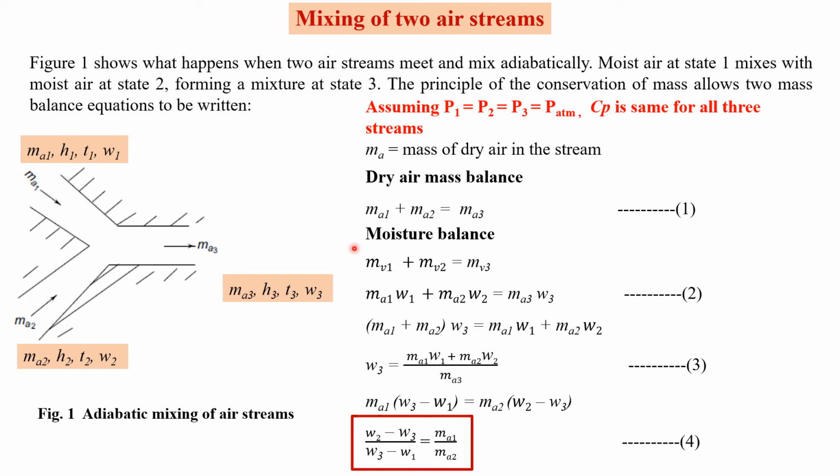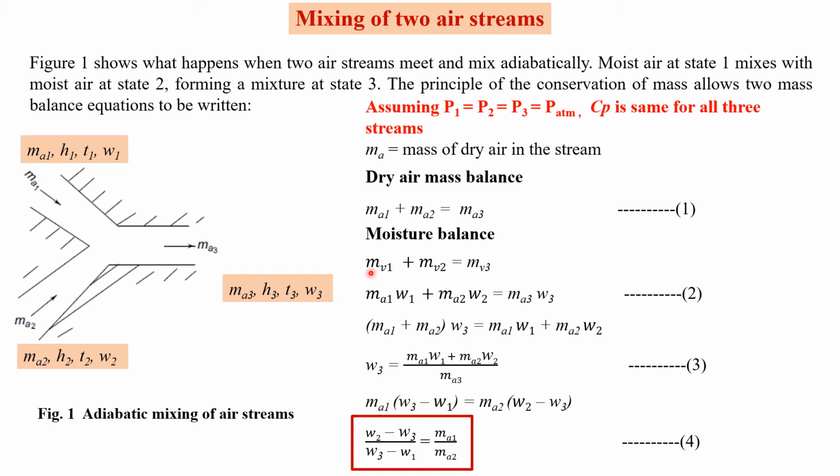When we make the moisture balance, because we are assuming that this duct is made up of some material which is impervious and perfectly insulated also, moisture is not going anywhere, it will remain in the system. So whatever be the moisture content of the first air stream and the moisture content of the second air stream, these two get mixed and finally leave the system in the exit air stream. So mass of the water vapor present in the first air stream and mass of the water vapor present in the second air stream mix together and finally become the mass of the water vapor in the leaving air stream.